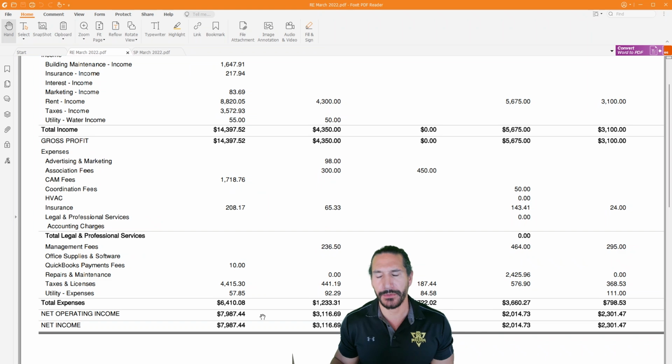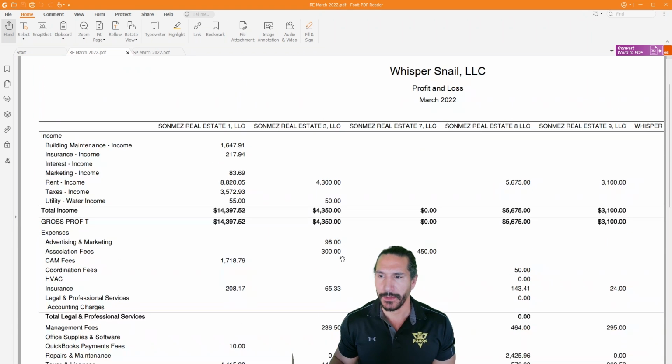This is about a $1.2 million property, at least I bought it for that. It's probably worth quite a bit more now. I haven't really checked the prices on it.